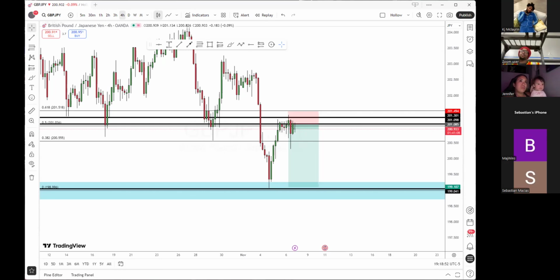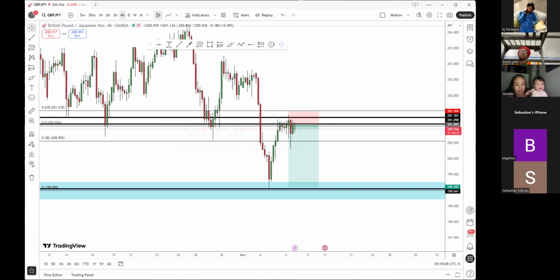But we got like six types of orders, right? So we got buy, we got sell, of course, we got buy limit, we got sell limit, and then we got stop loss, and we got take profit. As you guys know, buy is where you expect price to be going up. Selling is where you expect price to be going down.